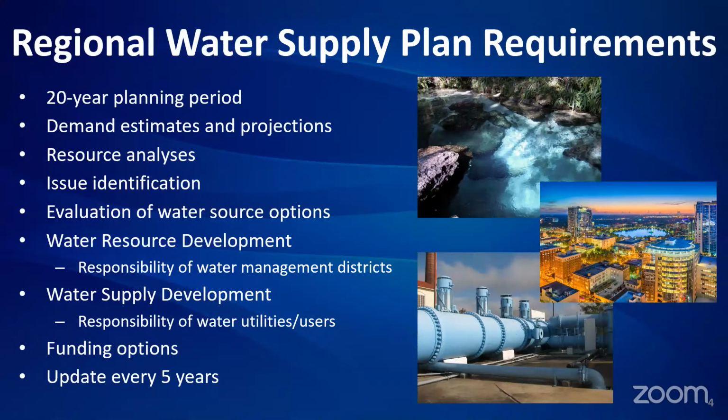Given that the first CFWI Regional Water Supply Plan came out in 2015, we have the benefit of not starting from scratch for the 2025 plan, and will build on the work done for the 2015 and 2020 plans.